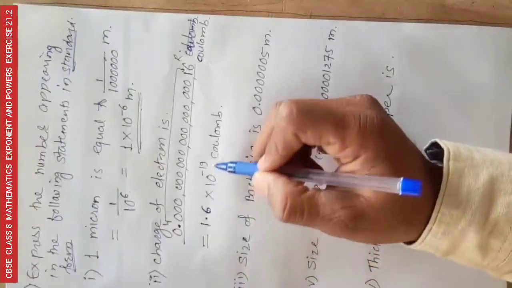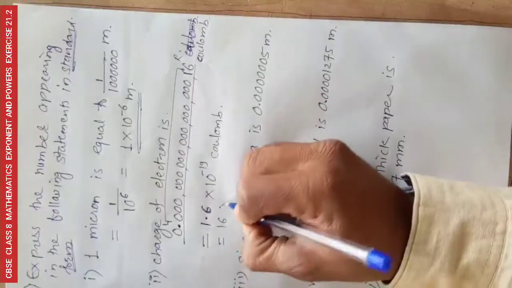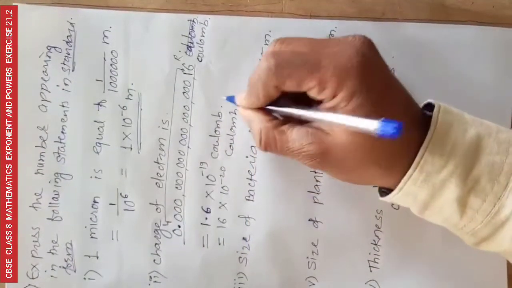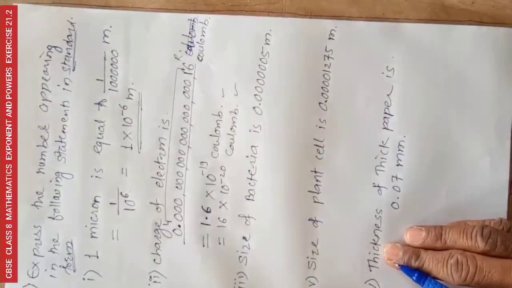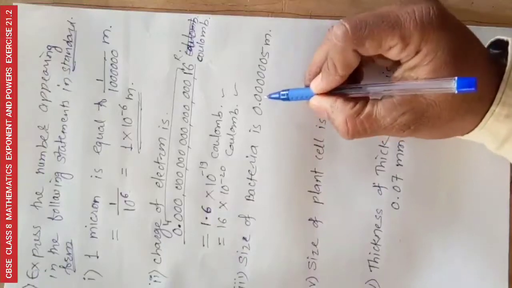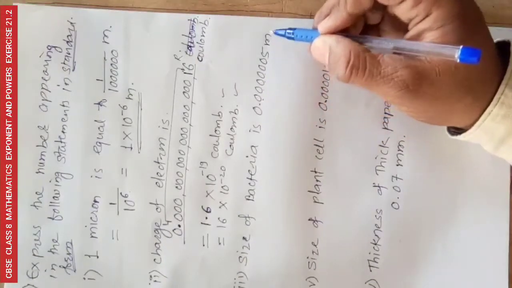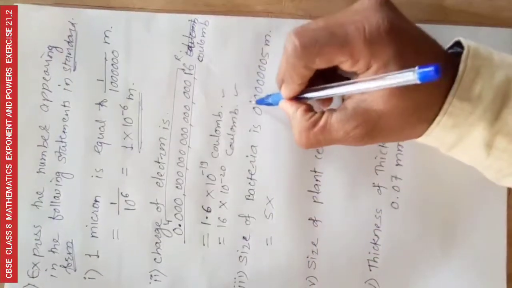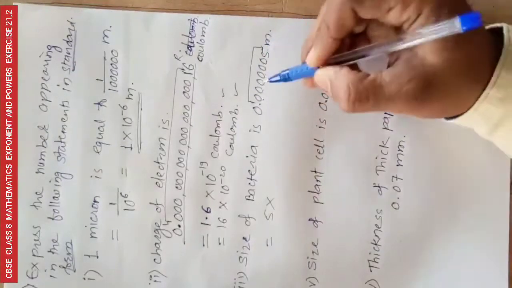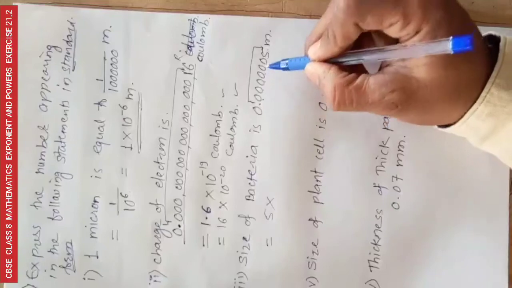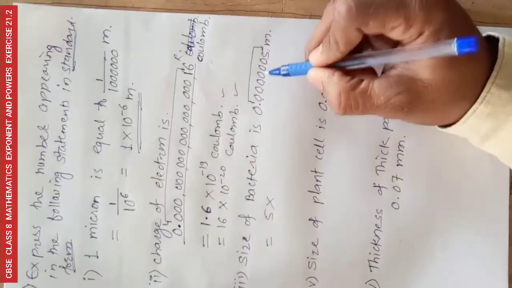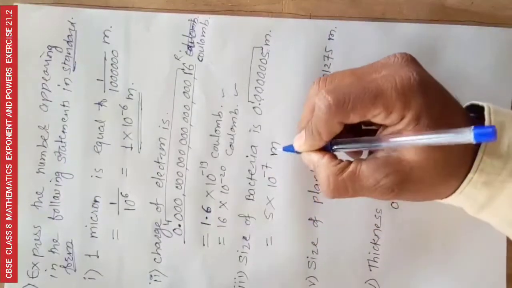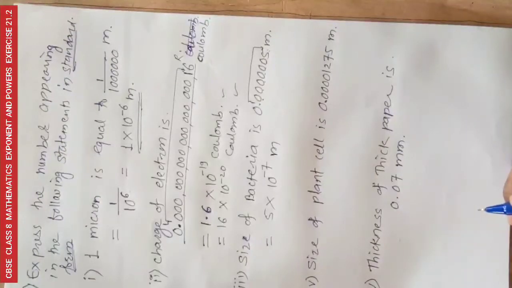And 1.6 into 10 raised to the power minus 19 can also be written as 16 into 10 raised to the power minus 20 coulomb. So it is also possible, both are answers. Number 3, size of the bacteria is 0.000005 microns. We can also write this by transferring the decimal point up to this point, that is 5 into 10 raised to the power minus 7 micron.